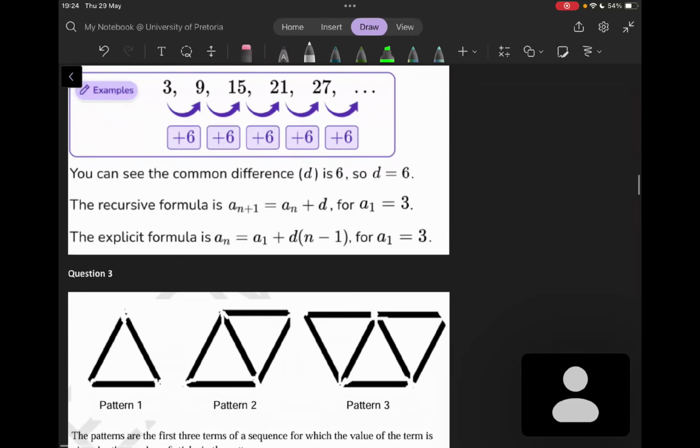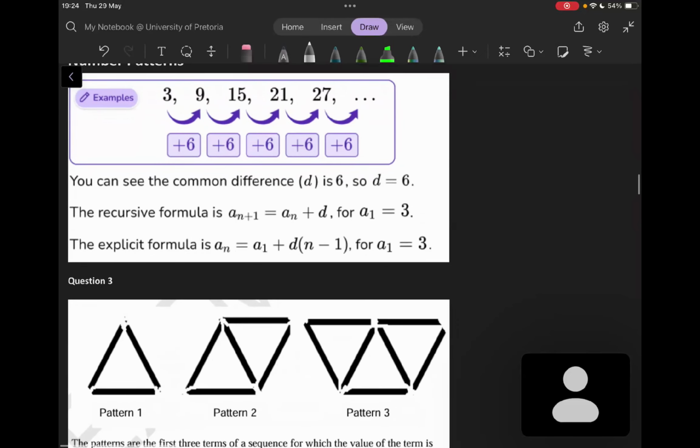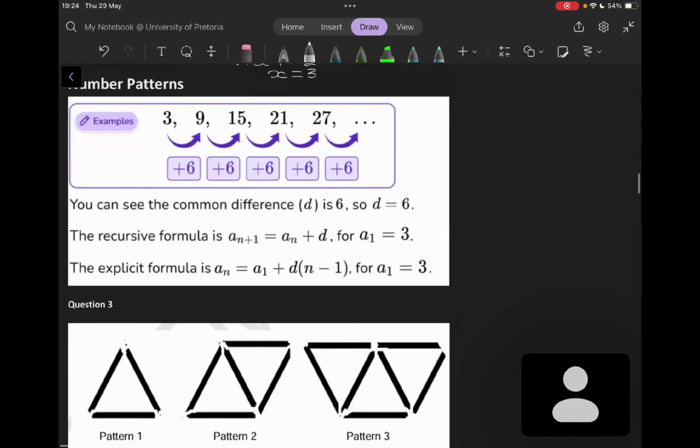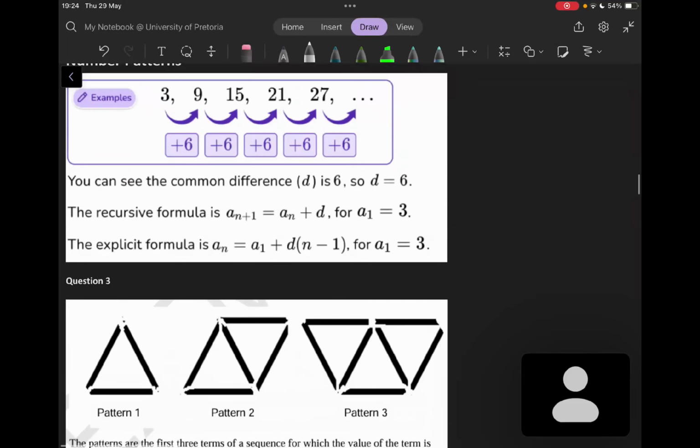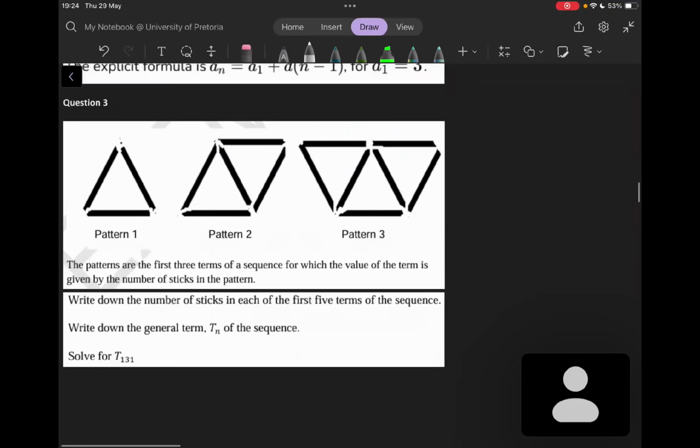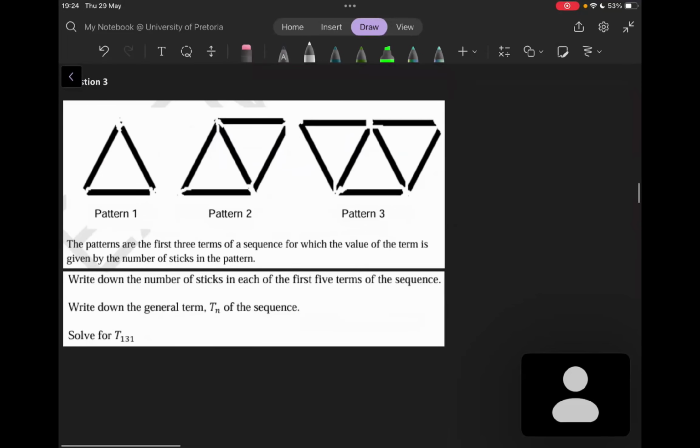Right. Number patterns, right? Over here, we have an example in which we are working out the general term for a linear or arithmetic number pattern. Are you following? Yes, sir. Cool. In question 3, that's when we start using it.